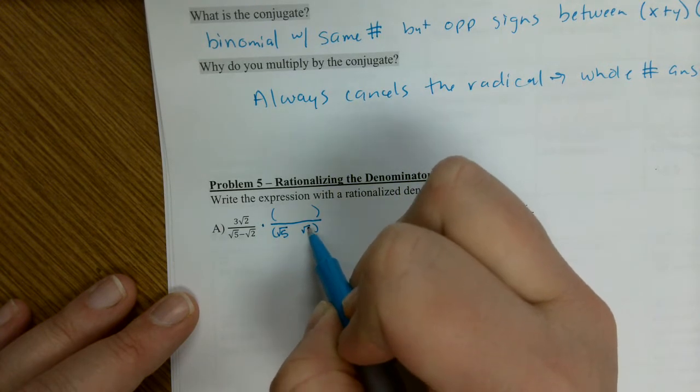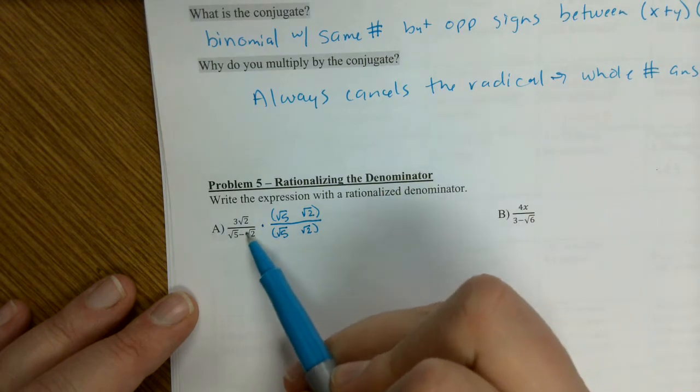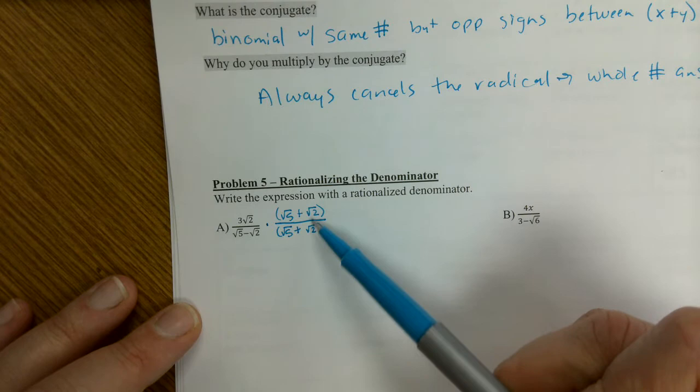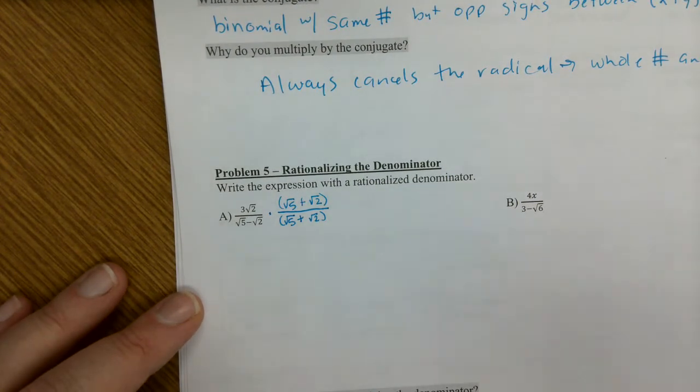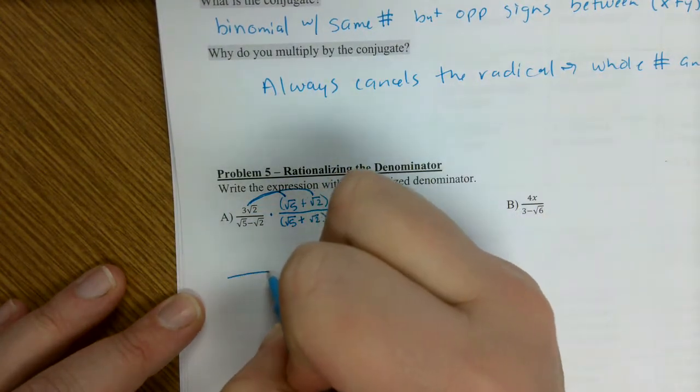Remember, the conjugate is the same two numbers, so same two numbers, opposite sign. If this is subtraction, this has to be adding. Now, this is the exact same on top and bottom. I'm actually just multiplying by 1 when you have the exact same on top and bottom. So I can multiply this here and here. I'm going to write my division bar.